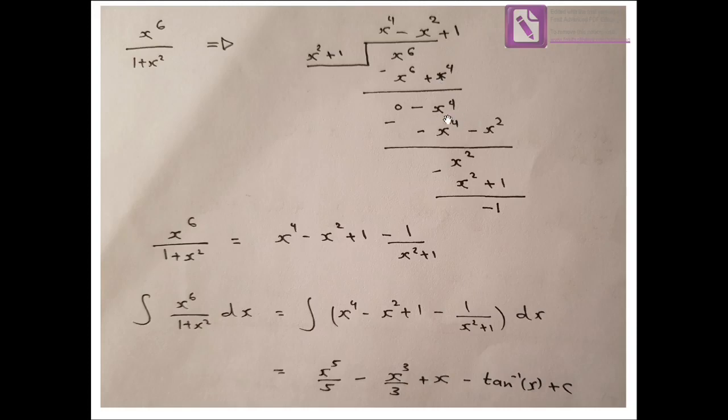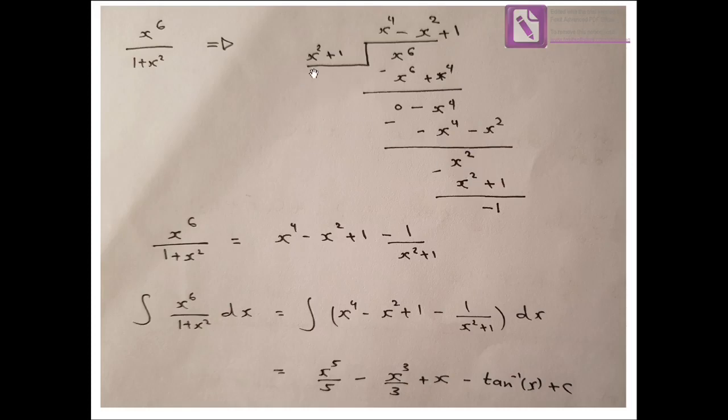Now minus x^4 divided by x^2 will give us minus x^2. Minus x^2 multiplied by x^2 will be minus x^4. Minus x^2 multiplied by 1 will give us minus x^2. Now again we subtract. Minus x^4 minus minus x^4 will be 0. Here we have minus with minus x^2, so it will be plus x^2.